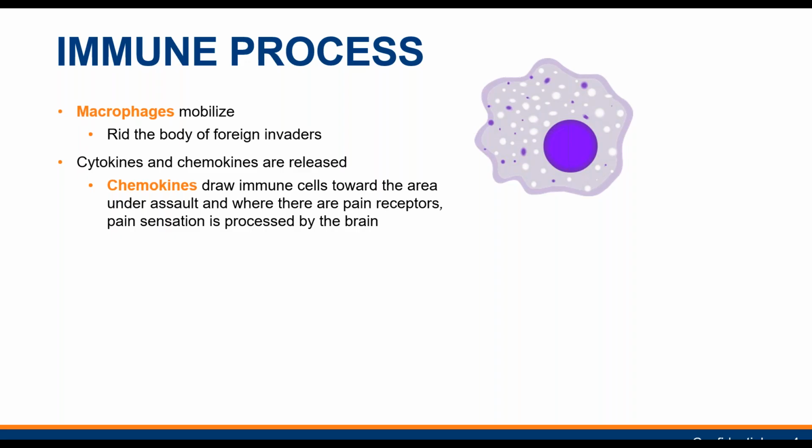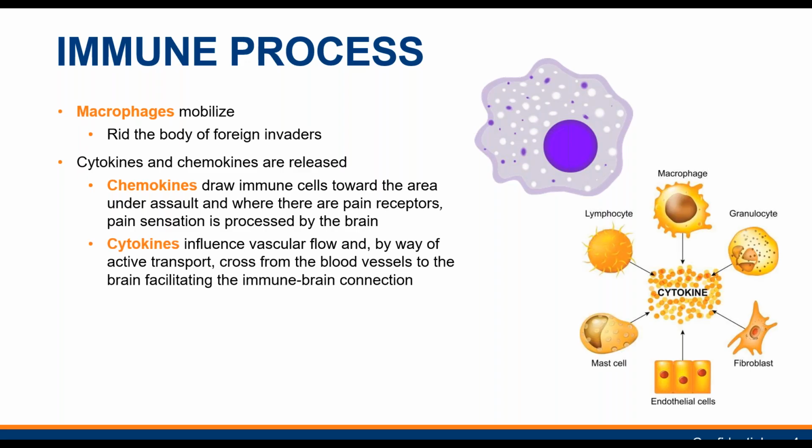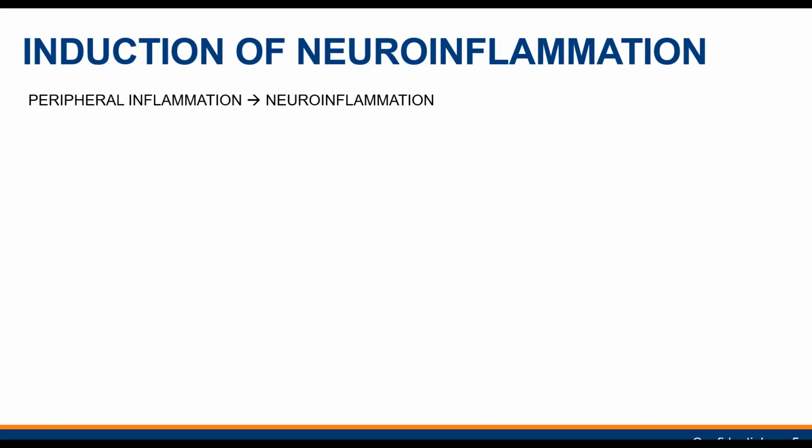A little bit different if you have neuroinflammation. There are no pain receptors in the brain. So the brain doesn't have any type of way of acknowledging, yes, I'm experiencing inflammation because of the lack of chemokines and pain receptors in the brain. So cytokines are going to influence vascular flow, and by way of active transport, these guys can actually cross the blood-brain barrier, and they're really going to facilitate the immune-brain connection. So cytokines are kind of our key way of how peripheral inflammation can induce neuroinflammation.